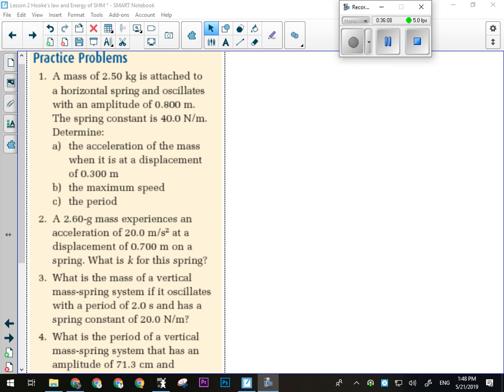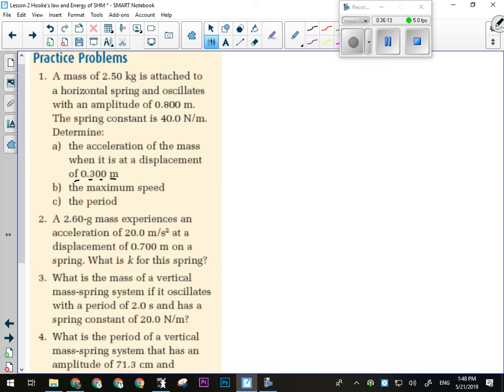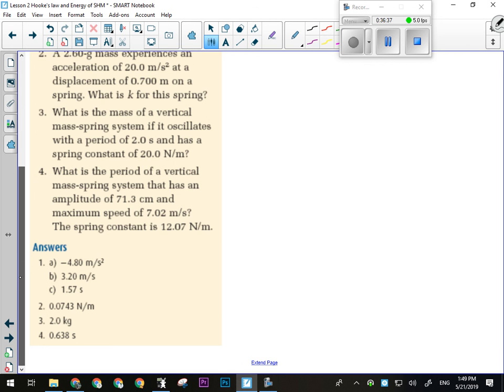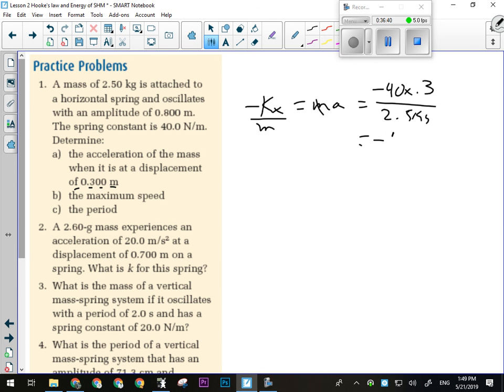All right, let's look at A. We want to find the acceleration of the mass when its displacement is 0.3 meters. I don't need the 0.8 for this part. It's a horizontal spring, so the restoring force is the net force. I'm just looking for acceleration, so I divide both sides by m. What I'll have there is negative 40 times 0.3 divided by the mass, which was 2.5 kilograms, and that should give me negative 4.8 meters per second squared. That's our acceleration at that point.